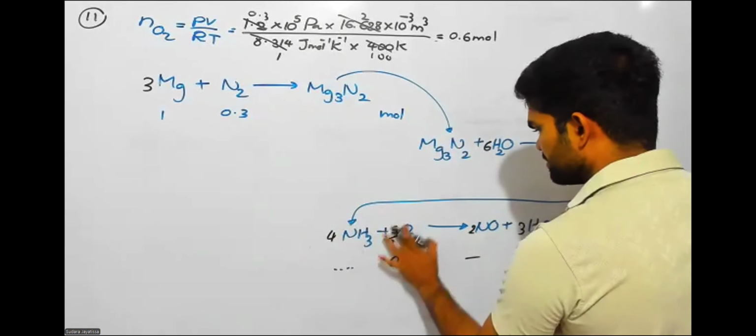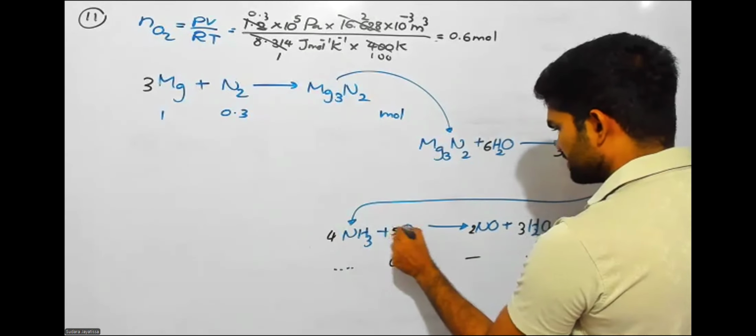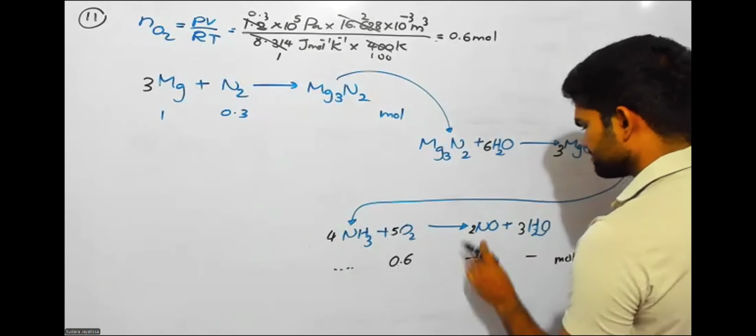This will become 4. This will become 5. This will become again 4. And this will become 6. They all are gases. Water is also a gas. Okay, so these are the balanced chemical equations.